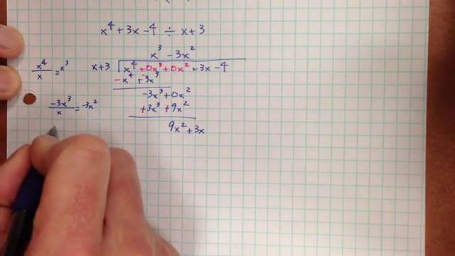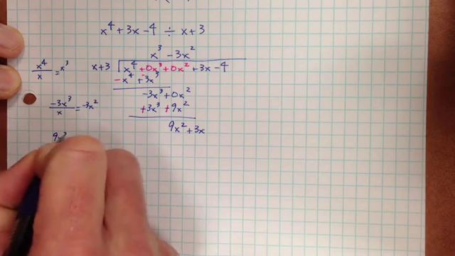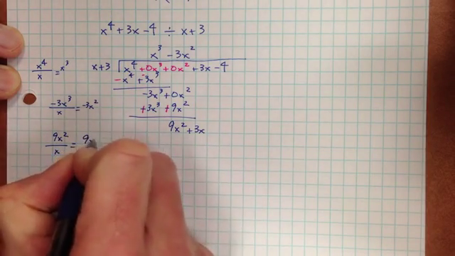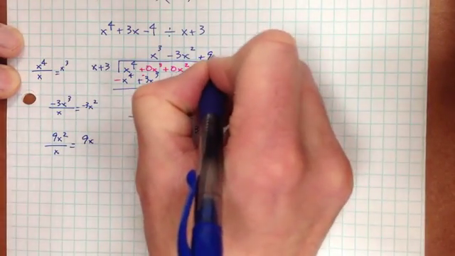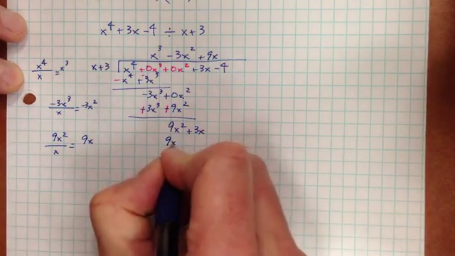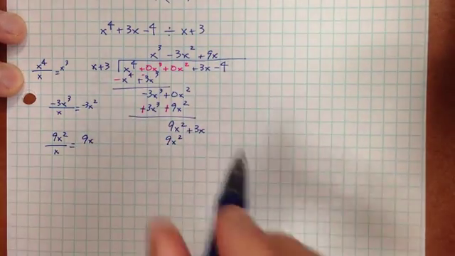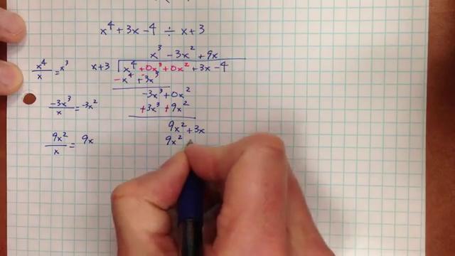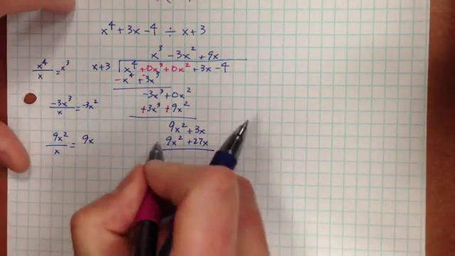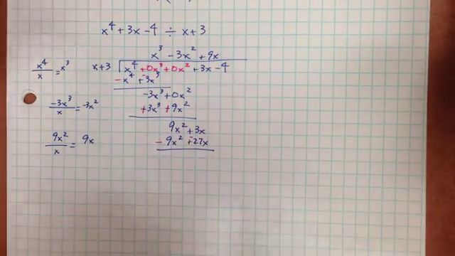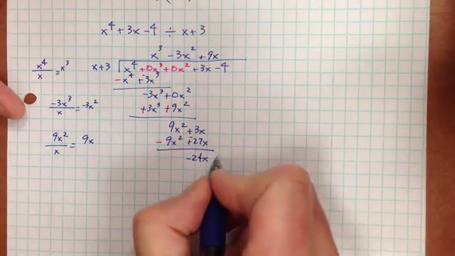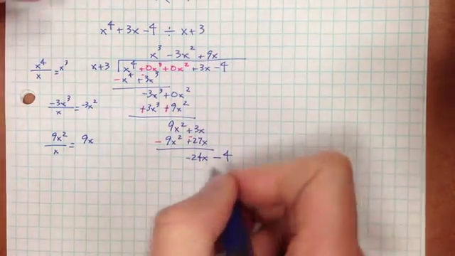Repeat the process. 9x squared divided by my first term of x, leaving me with 9x. Multiply it out, 9x times x, 9x squared. 9x times positive 3, that would be a positive 27x. Sign change. Negative 24x. And you have canceled, bring down my next term of negative 4.